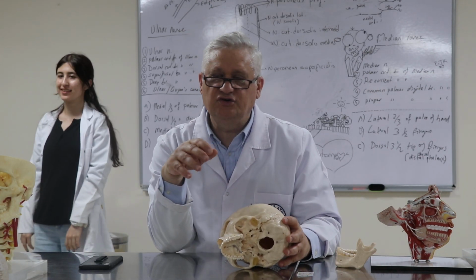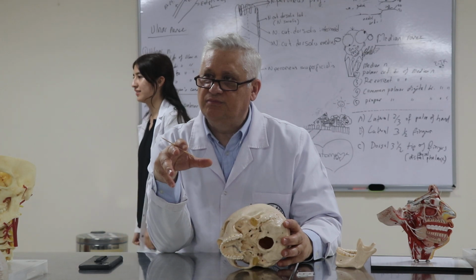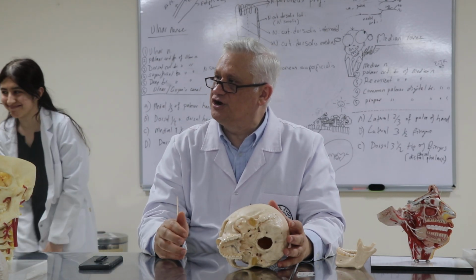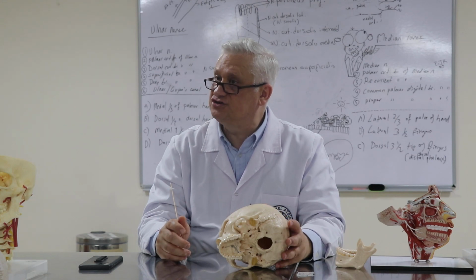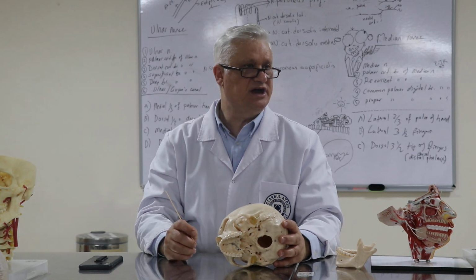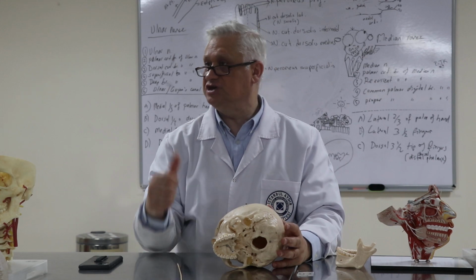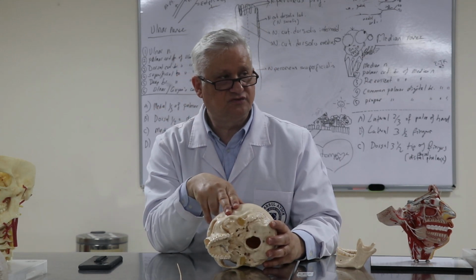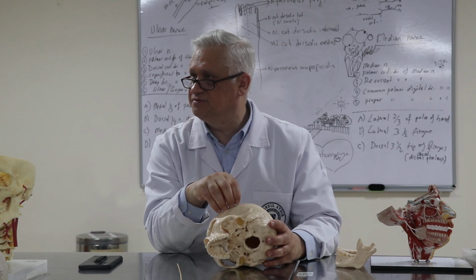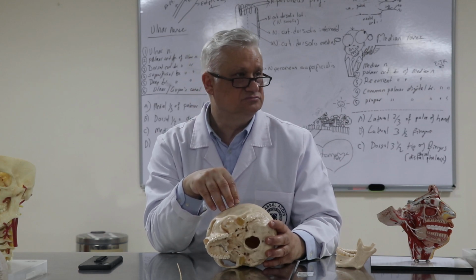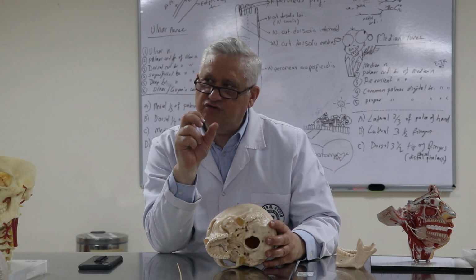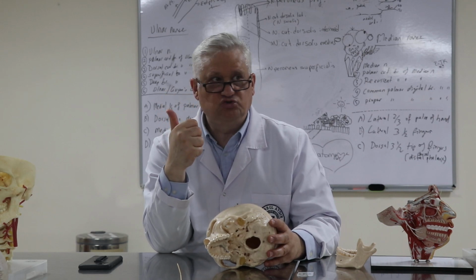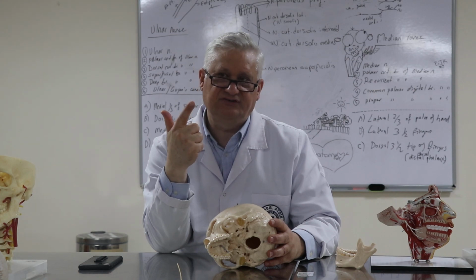Let's look very quickly at the branches that we see in the temporal fossa, which is superficially located. Let's look at the artery. Which artery do we have? Superficial temporal artery. Where does it come from? The external carotid. The external carotid gives off two terminal branches, right? Superficial temporal and maxillary.